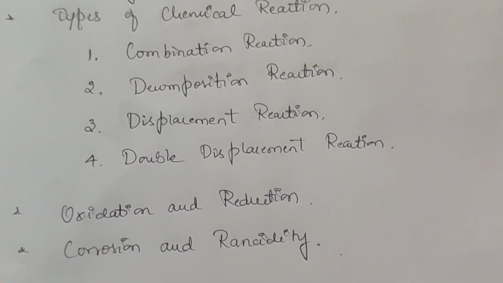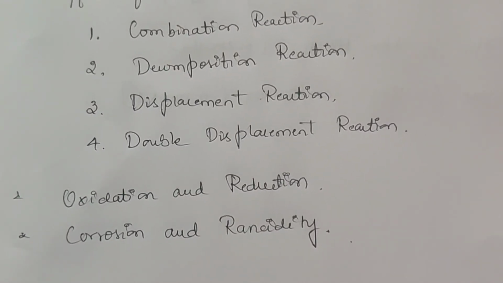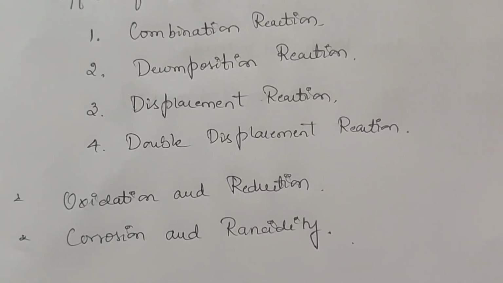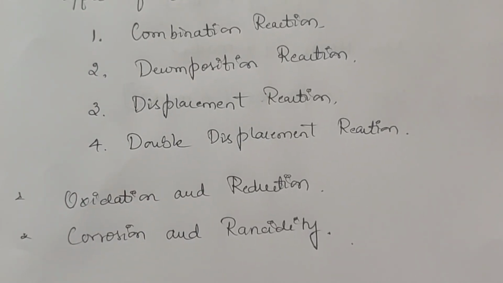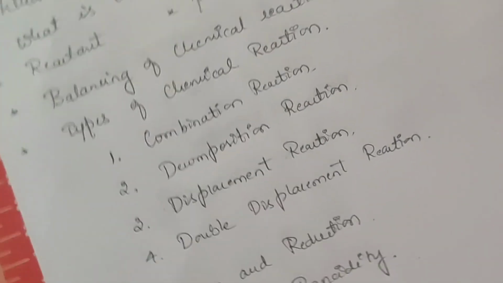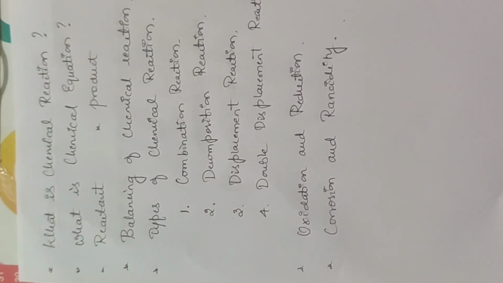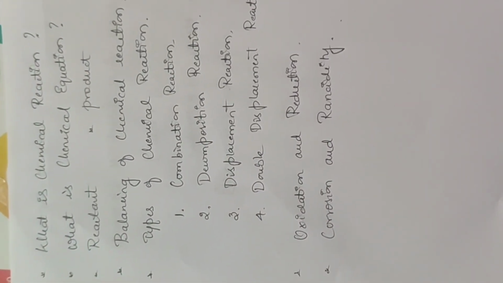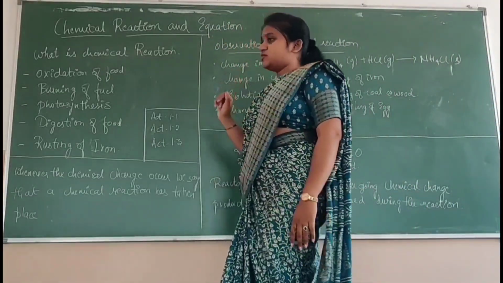The last few topics are oxidation and reduction. Both involved in the same reaction is known as a redox reaction. And the last topic is corrosion and rancidity. These are all the topics which you will study in this chapter, that is chemical reactions and equations. Okay. Let us see what a chemical reaction and equation is.